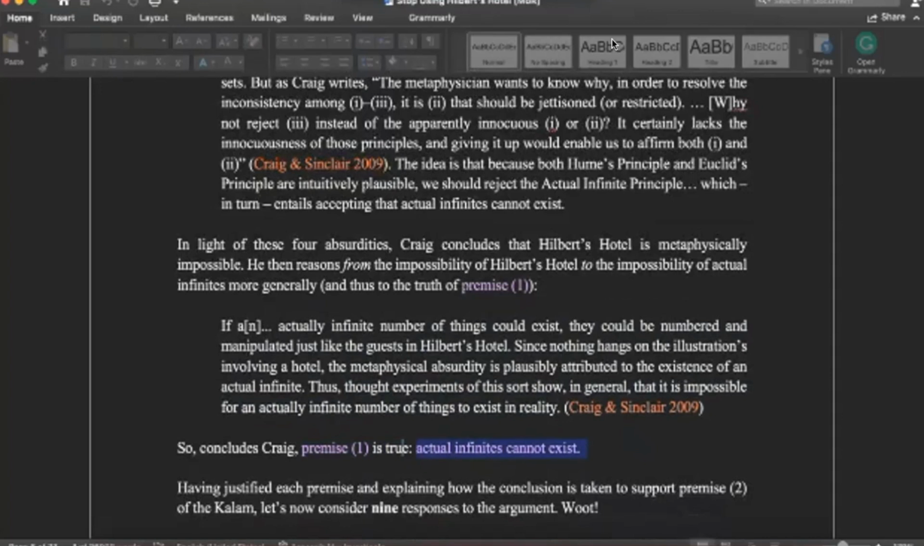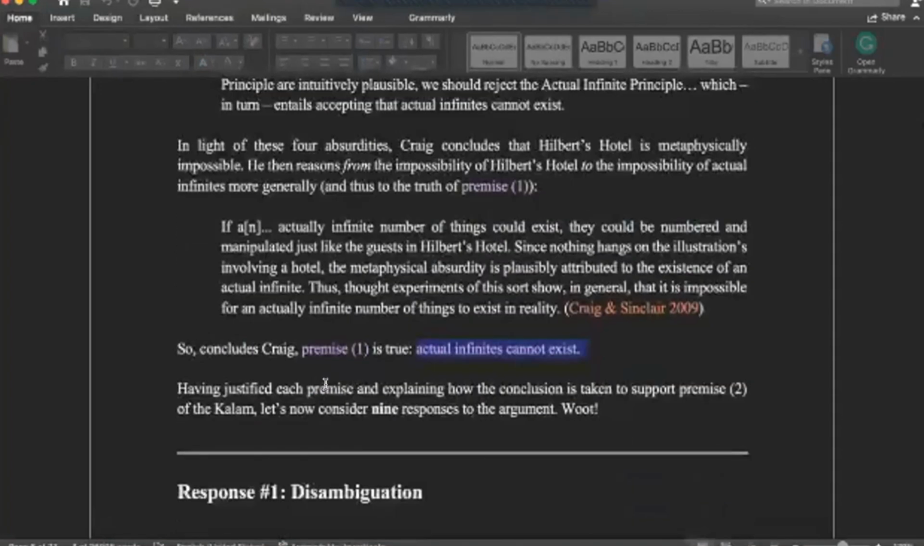Actual infinites cannot exist. Having justified each premise and explaining how the conclusion is taken to support premise 2 of the Kalam, we can now consider 9 responses to the argument.